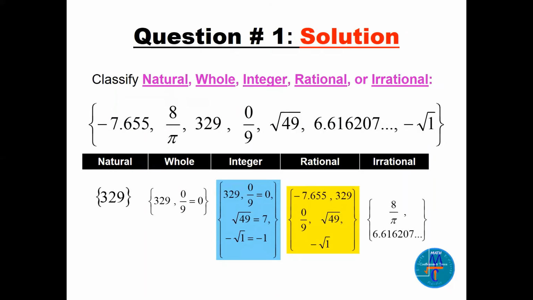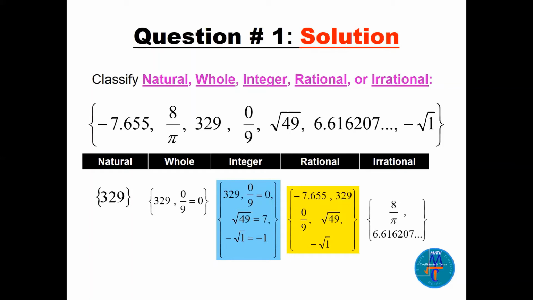The natural numbers, where are the natural numbers? See, the natural numbers are only 329. That's one number there, 329. That's a natural number. Now, the whole numbers are 329, also a whole number, and 0, because 0/9 is 0, remember. 0/9 is 0.